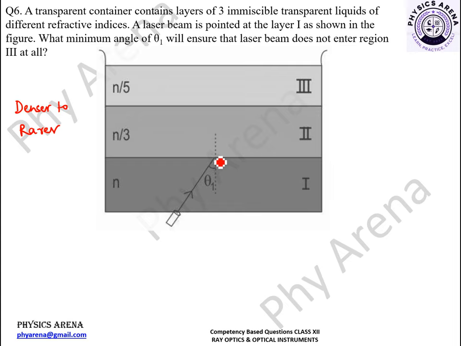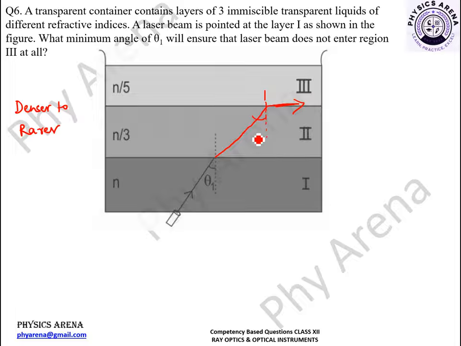So what I can do is draw something like this. This is the ray that crosses medium 1 and 2 and reaches layer 3. And here, either it should follow TIR or it should graze along the surface. So the minimum angle that will ensure that it grazes along the surface is when this angle, that is the angle of refraction for medium 3, will be 90.